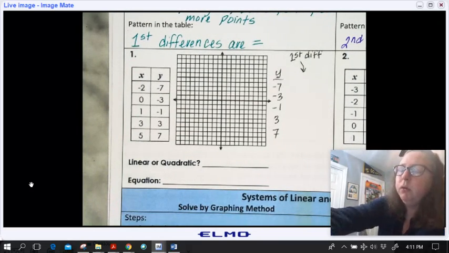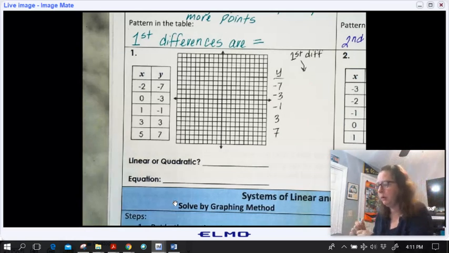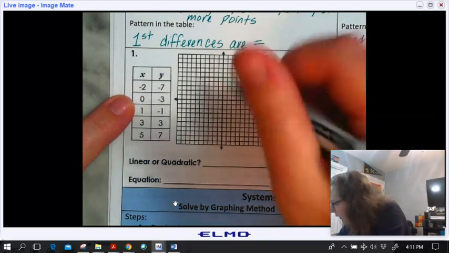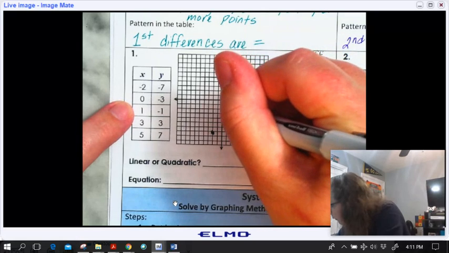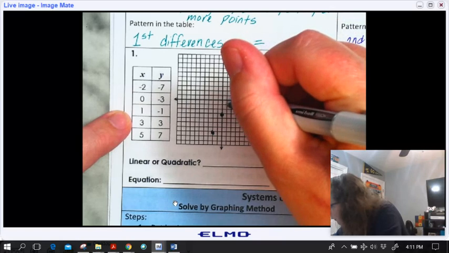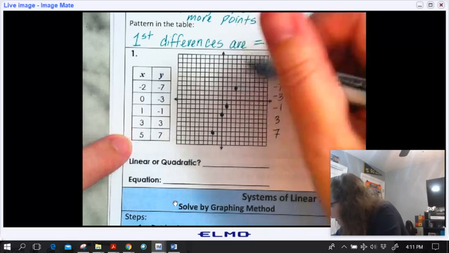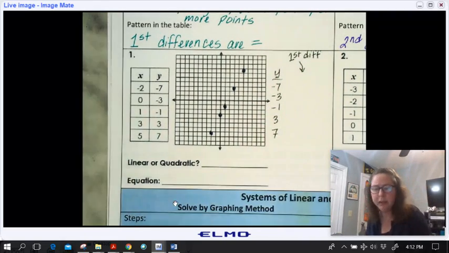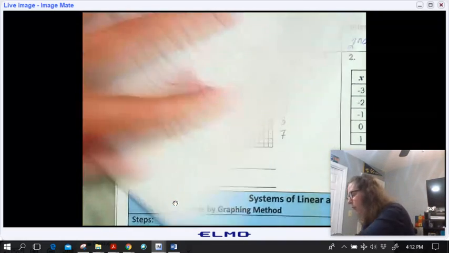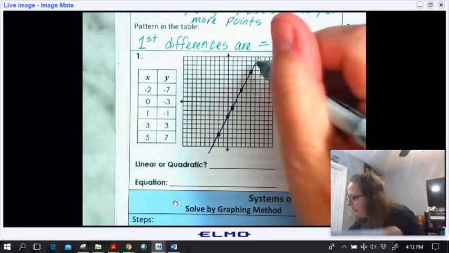Okay, so we're going to determine what type of model this is. So let's just go ahead and plot the points. Okay, let's go ahead and plot all these points: -2, -7, 0, -3, 1, -1, 3, 3, and then 5, 7. Okay, and so this looks like it's a pretty good linear model for me. Let me use just a straight edge real quick here and connect all these points. Okay, so this is a linear model.